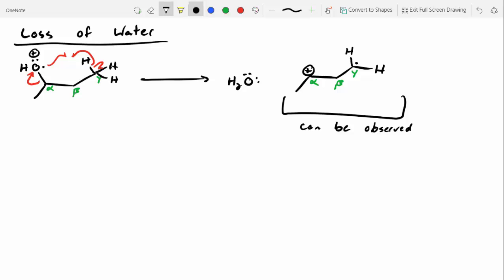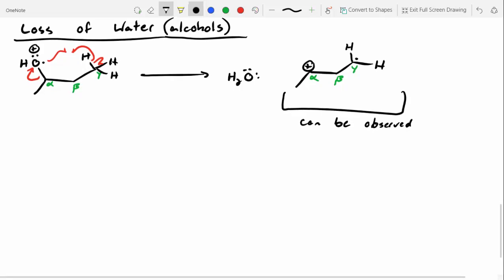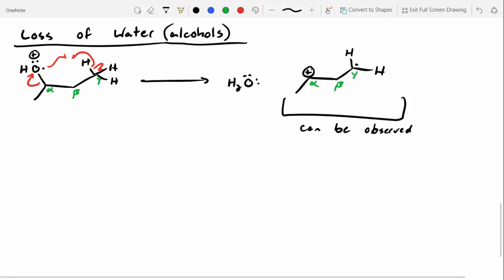So anytime you see mass minus 18, that's a good clue that you've lost water somehow and that you maybe had an alcohol as your unknown starting material. So let me even put down alcohols. You don't really see this with amines. You typically only see this with alcohols. All right, let's do the McLafferty rearrangement.